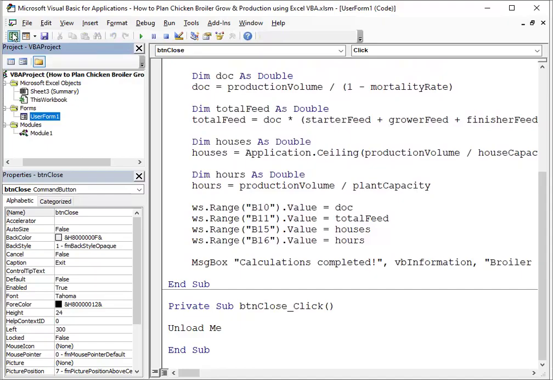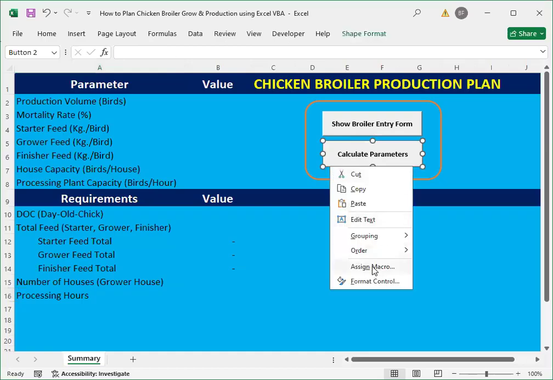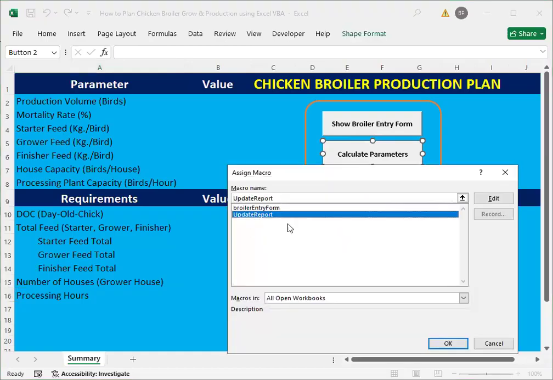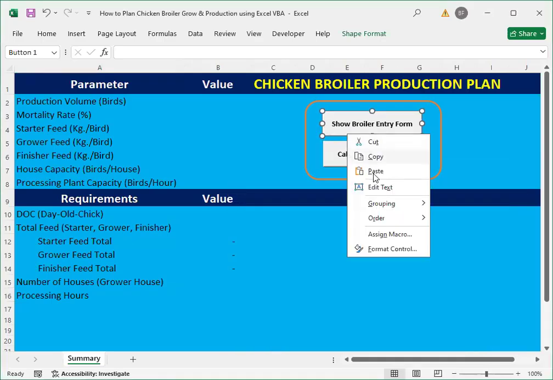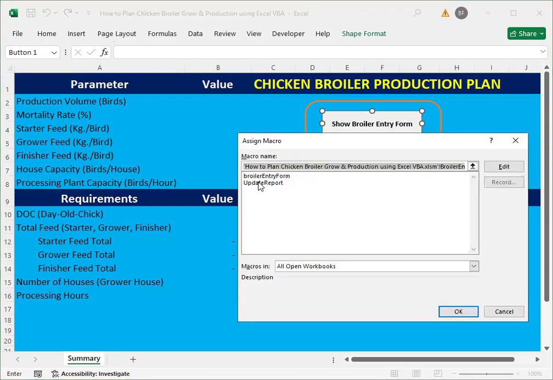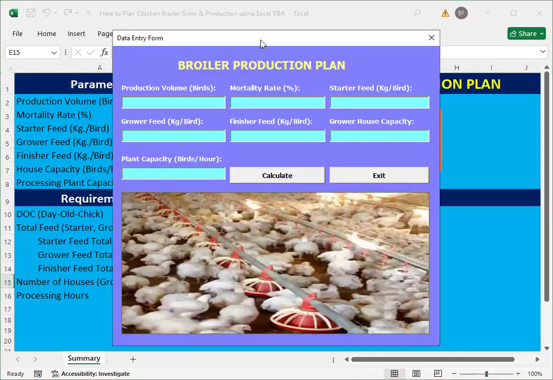Now let me go back to the sheet. Now I'm going to assign the macro for this. Assign macro, it would be the update report. Click OK, and the show entry form. Assign the broiler entry form. Now let me go to the entry form. This would be our data entry form.